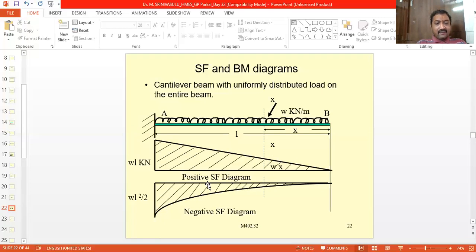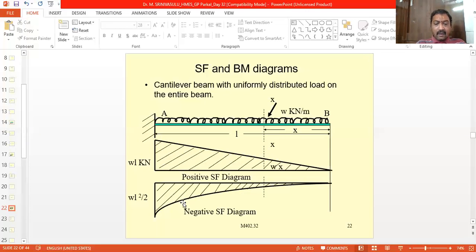Now by seeing these shear force and bending moment diagrams, we can easily understand that the shear force is maximum at point A, and the shear force value is 0 at the free end, and gradually the shear force is increasing from the free end to the fixed end, that is from end B to end A.